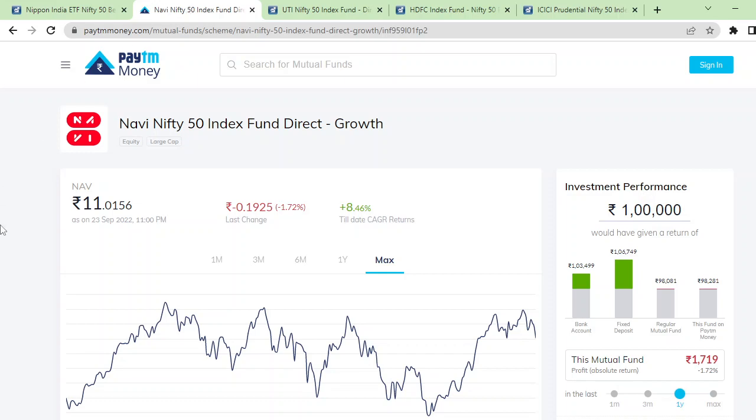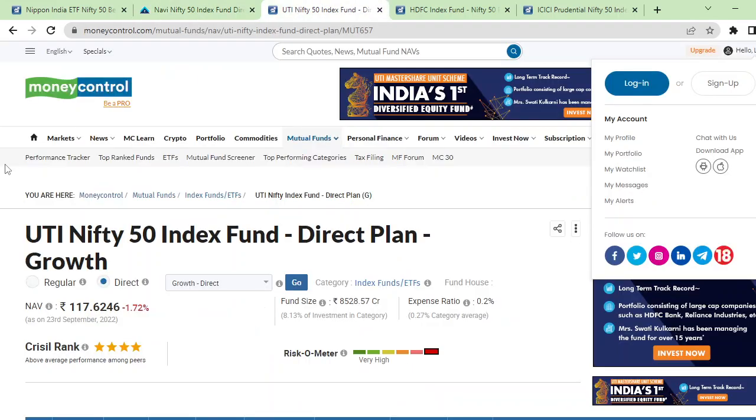Why NAVI do you need to invest in? The fund is quite new, and the expense ratio is quite low, even though the fund size is very low. So you need to consider this fund for diversification purposes. The third is UTI Nifty 50. Why UTI Nifty 50? The asset size is big, and the expense ratio is 0.2, which is more than NAVI and Nippon India, but half as compared to HDFC and ICICI.